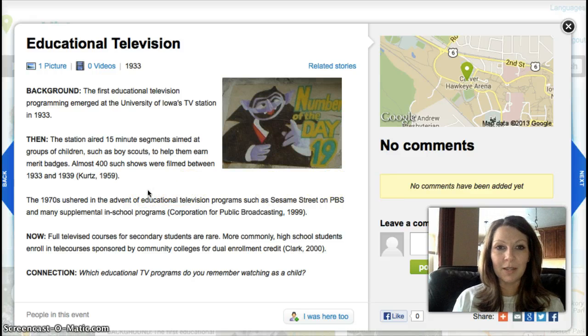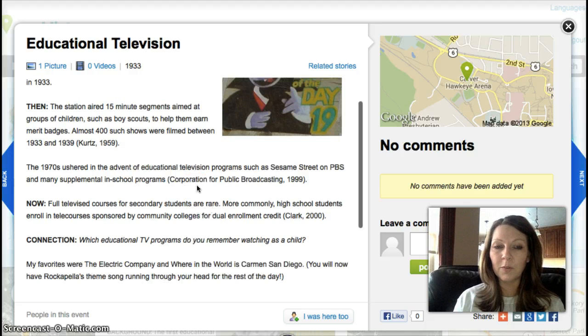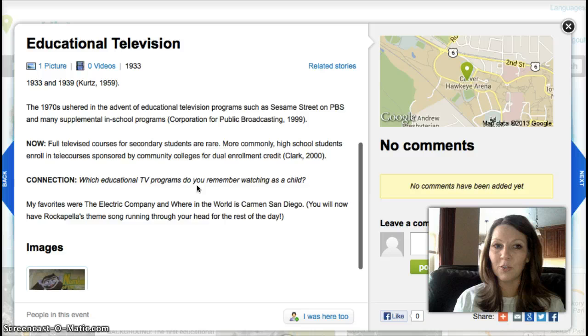Educational television made its debut in 1933. The first educational television program emerged at the University of Iowa's TV station. This is really interesting. The station aired 15-minute segments aimed at groups of children, such as Boy Scouts, to help them earn merit badges. Almost 400 programs were filmed between 1933 and 1939.